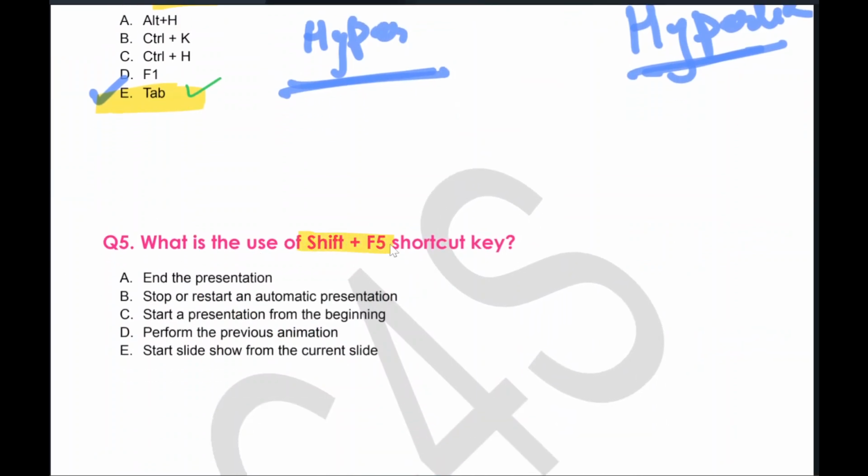What is the use of the Shift F5 shortcut key? Is it to end the presentation, to stop and restart an automatic presentation, to start a presentation from the beginning, to perform the previous animation, or to start the slideshow from the current slide? It is to stop or restart an automatic presentation. Shift F5.